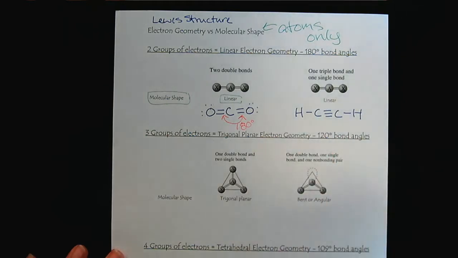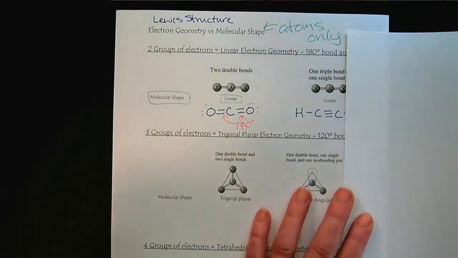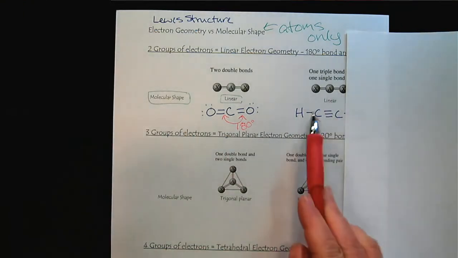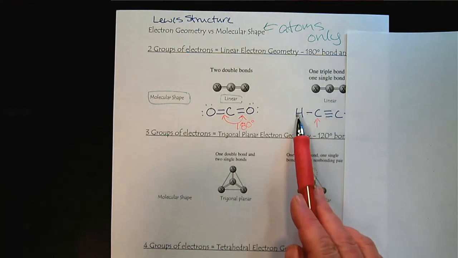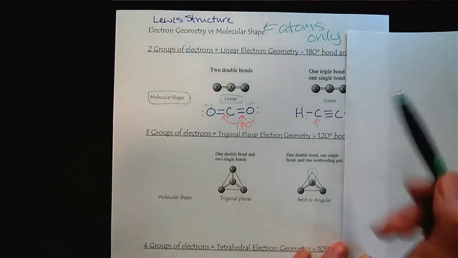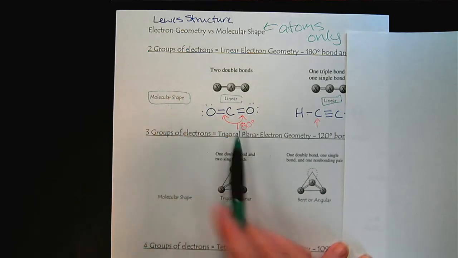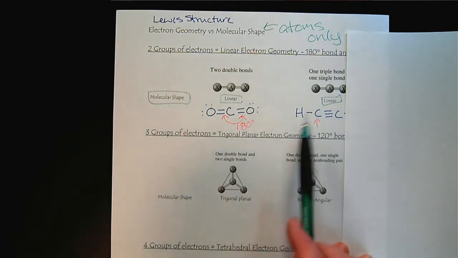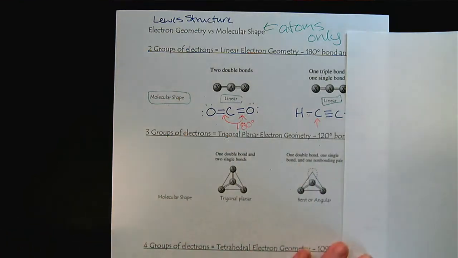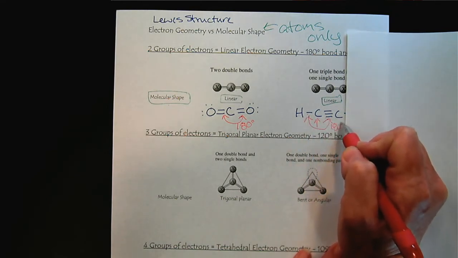So if we focus on the carbon on the left, we would see that there's a single bond and a triple bond. So this hydrogen and the two carbons are all going to be in a straight line. So we would describe the molecular shape as linear. Notice that a group of electrons can be a single bond, a double bond, or a triple bond. And the bond angle here will be 180 degrees.